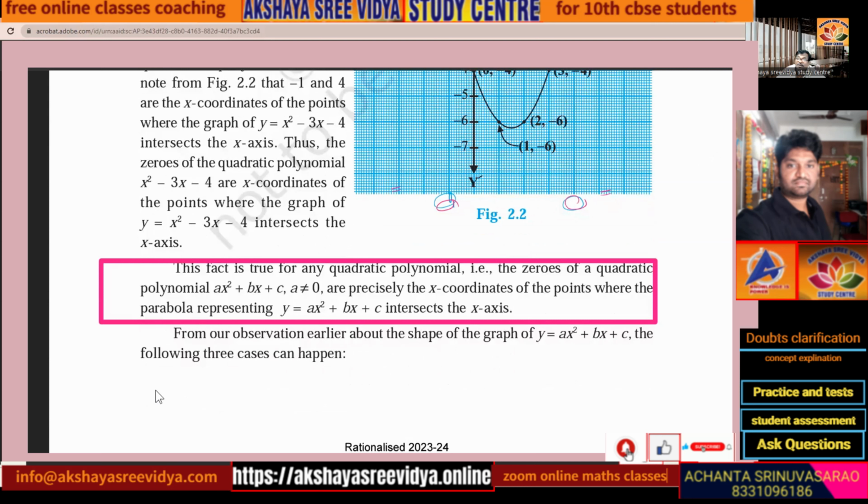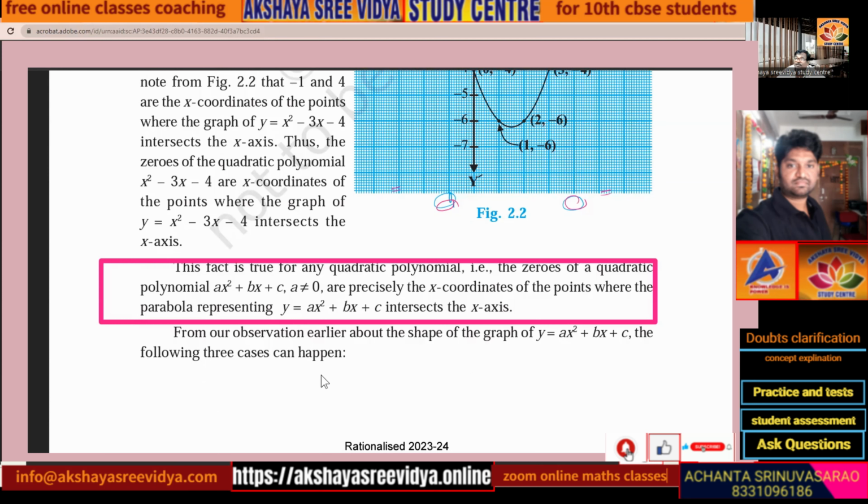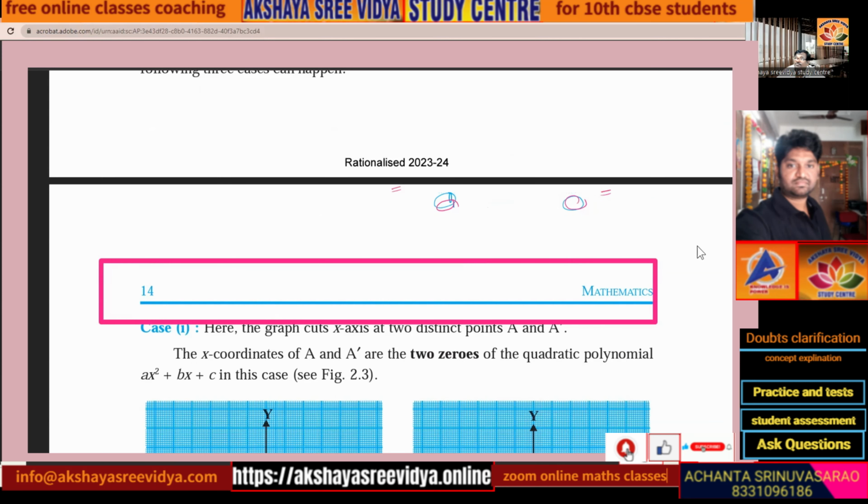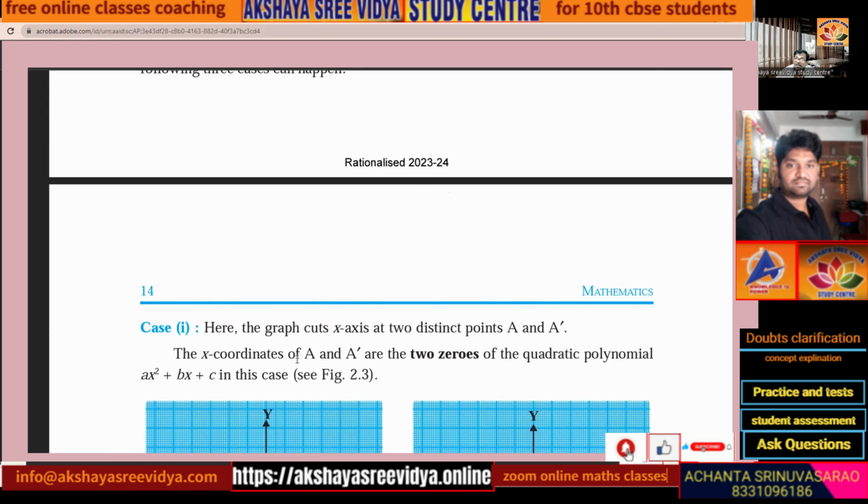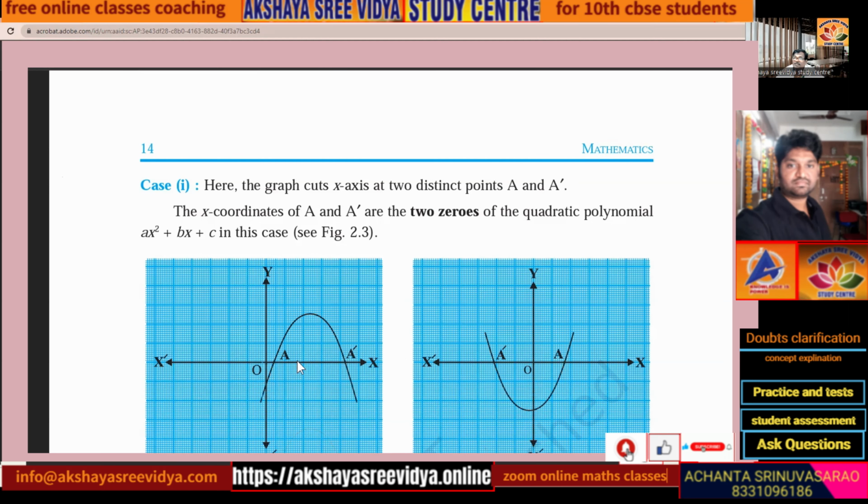Okay. From our observation earlier about the shape of the graph, the following cases can happen. Next, case 2. Here the graph cuts the x-axis at two distinct points A and A dash. The x coordinates of A and A dash are the two zeros of the quadratic polynomial ax square plus bx plus c.